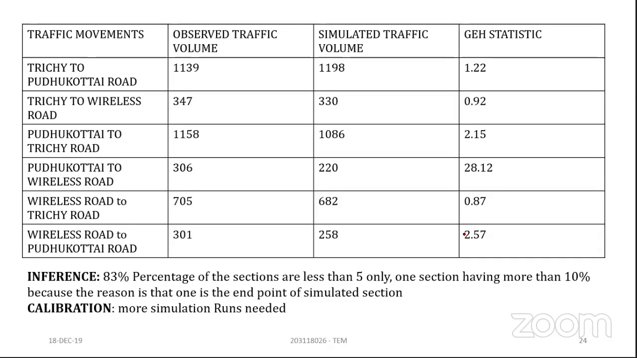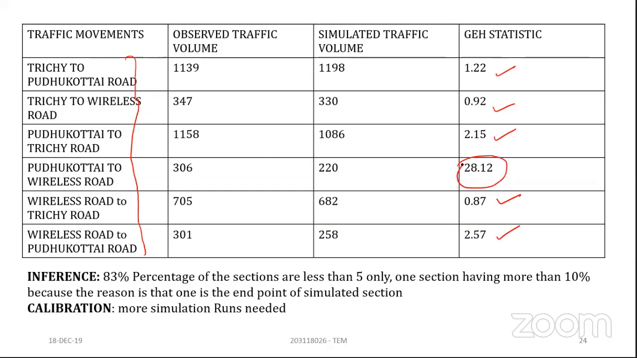And this is in the 6 study locations which we consider for our study purpose. All 6 locations are modeled in our Visum software, and we have compared the observed and simulated values. If all these values are less than 5, there is no need of any changes.